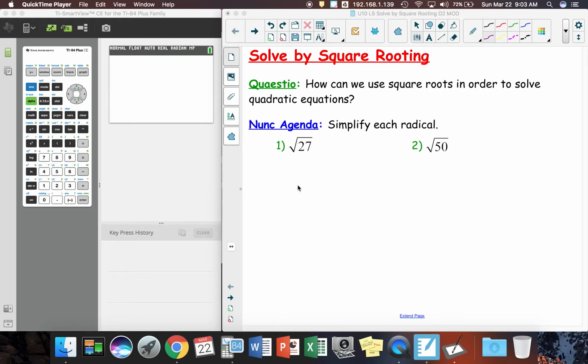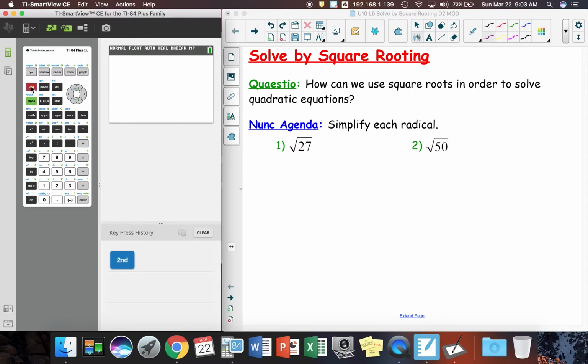So we're on day 2 of this lock-in, and we're going to be solving by square rooting. Now we're going to use the same methods that we used yesterday. So we want to find the square root of 27. Now if we try to type in square root of 27 into the calculator, it won't give you a nice number. So we'll try it right now.